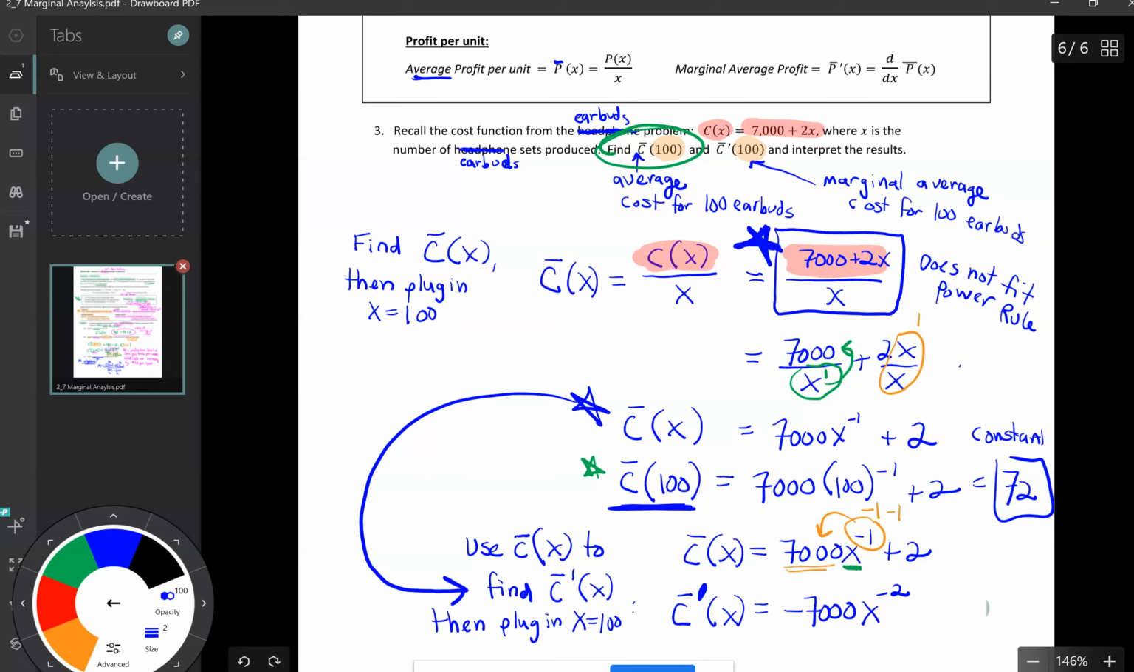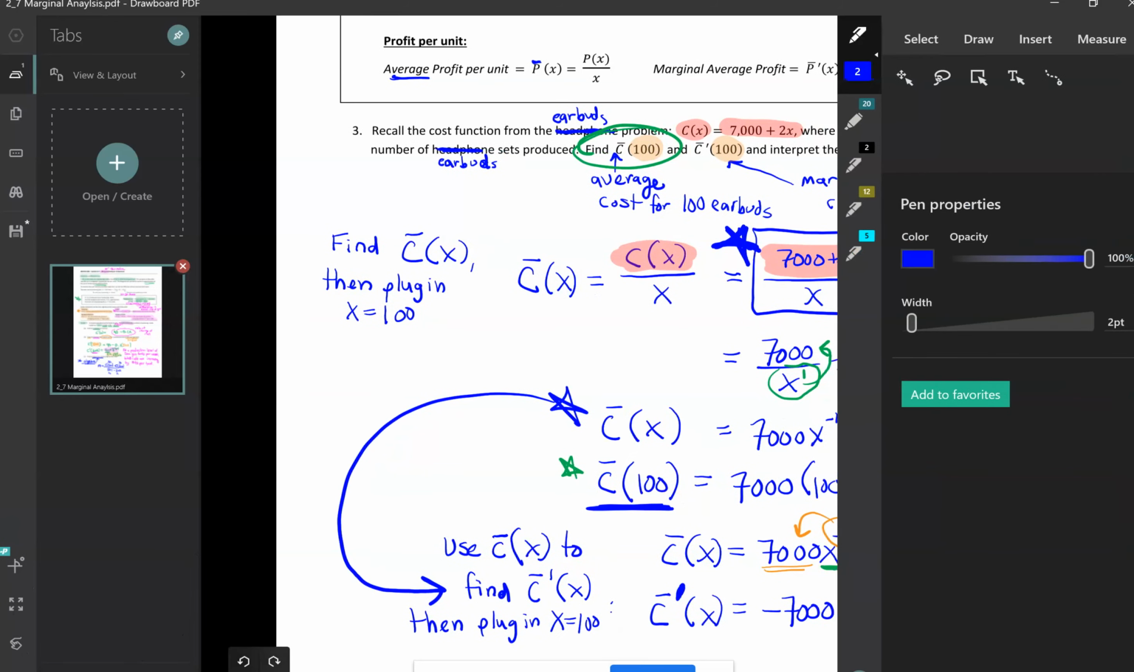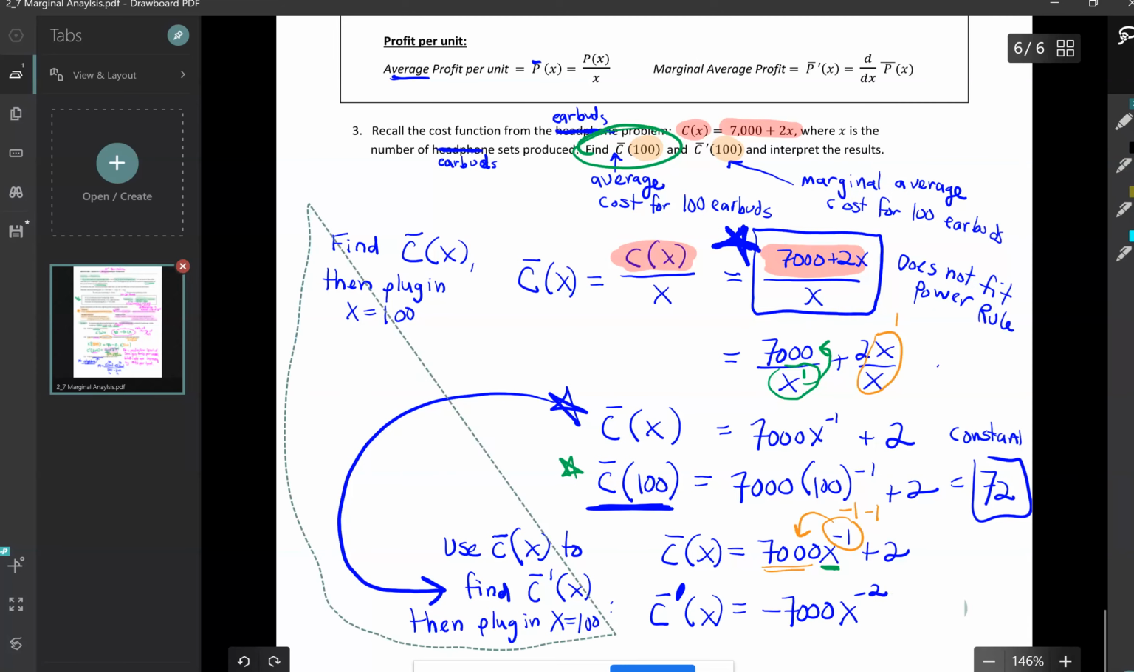Now plug 100 into that. So go ahead and plug 100 in for me. I'm going to shrink everything, and then I'll just take someone's answer.